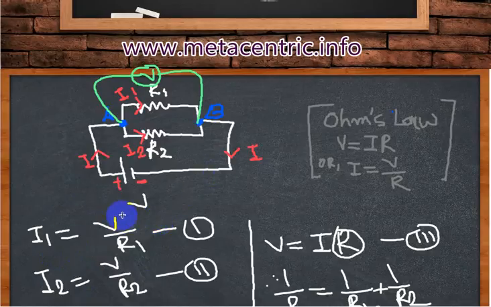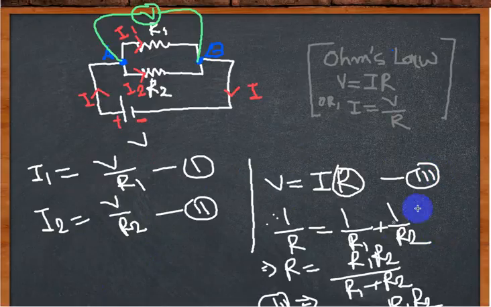So we have to calculate the value of V. If we have calculated the value of V, then after plugging it into equation 1, we will get the value of I1, or in equation 2 we will get the value of I2. To calculate the value of V using Ohm's law, we can write V equals IR. Here we need to calculate the value of R. R is the total resistance, or equivalent resistance, but we'll use the term total resistance.